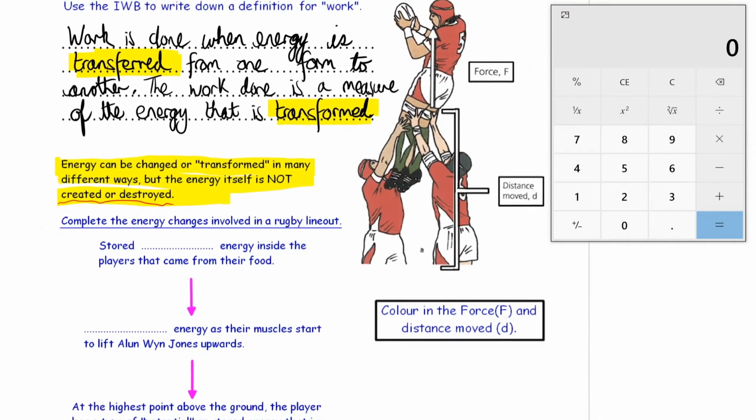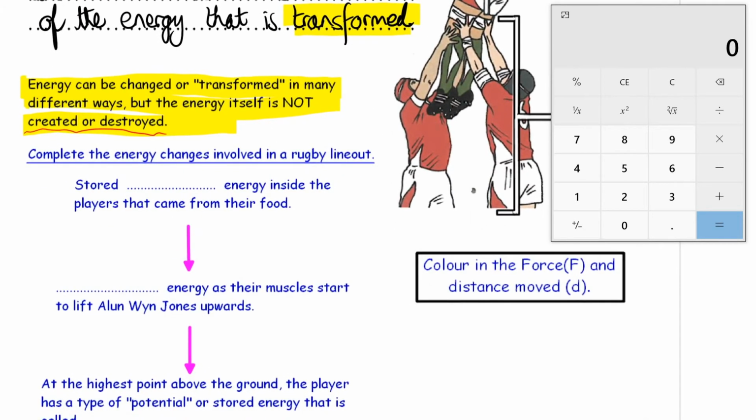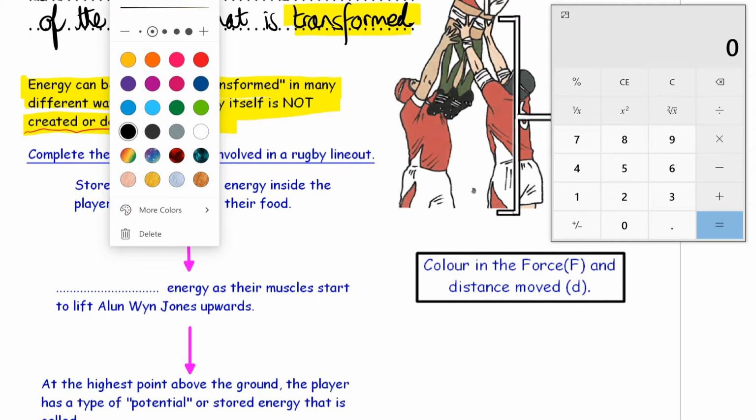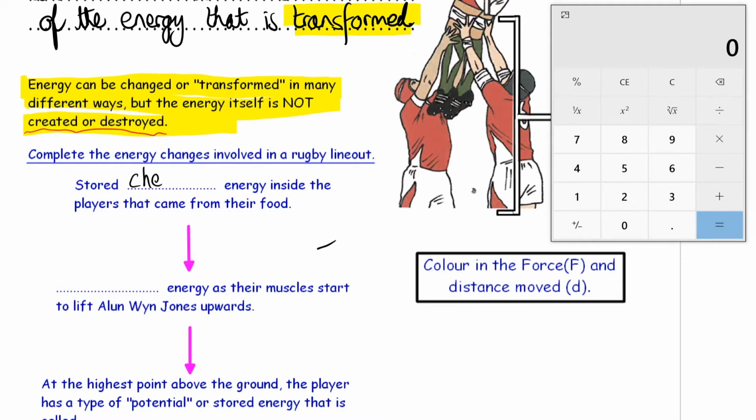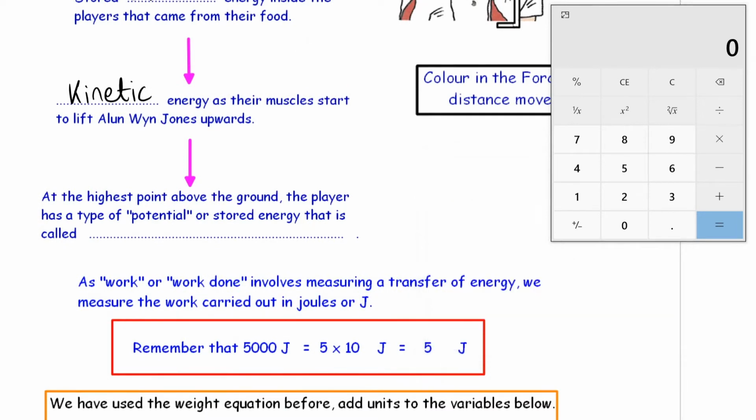What we're asked to do here is to complete the energy changes involved in a rugby line-out. So first of all, it asks, what is the stored energy inside the players? And that's chemical energy. So you'd write down on that first line, chemical. And chemical energy, remember, is what you have in food. That's changed to, or transformed into, kinetic energy as the muscles start to lift Alan Wynne Jones upwards.